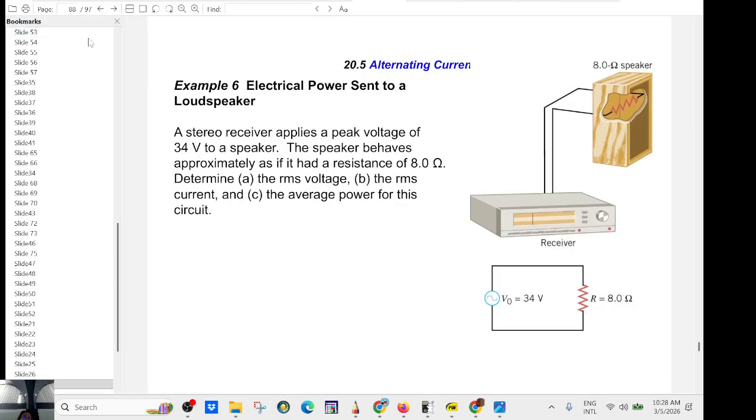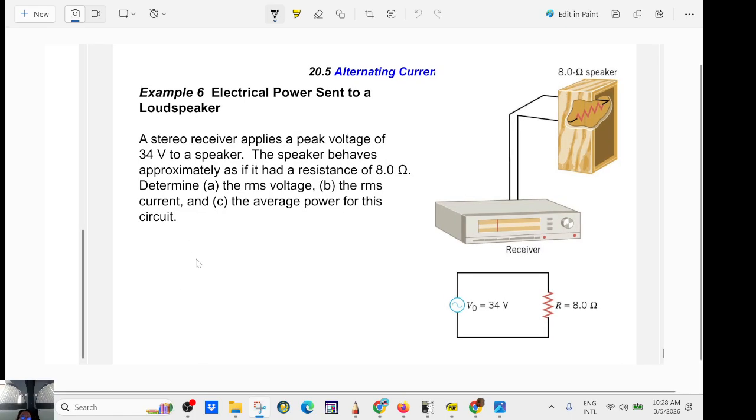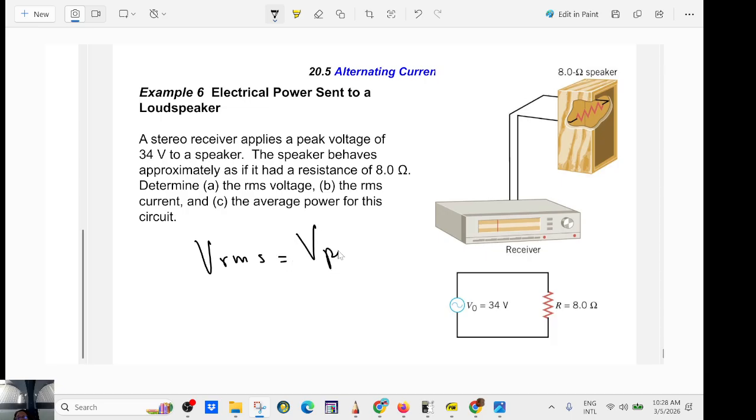Agree? There's nothing to understand. I'm just telling you, that's the way it is. So the RMS is the peak value, or the maximum value, divided by the square root of 2.